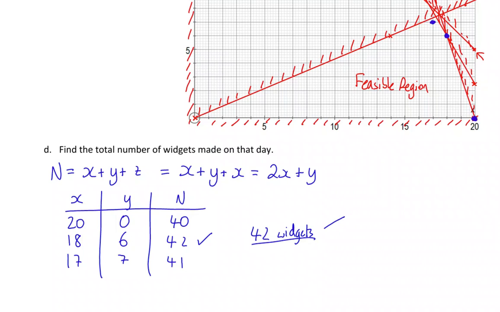And that's coming from 18 was x. So x is equal to 18. y is equal to 6, and z, remember, was the same as x, so 18. 18 plus the 6 plus the 18 gives you the total of 42.